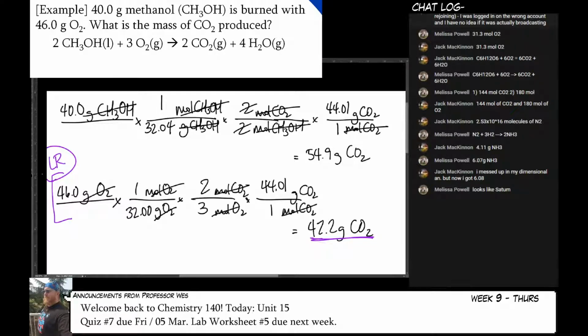So any of the extra that I would have made up here comes from the excess methanol that would be left over after I ran out of oxygen. Now, when you do these types of problems, it helps to identify what is your limiting reactant and what's your excess. Now, when I say excess, I don't literally mean the letters X and S. I mean excess, and you have a bunch of it.